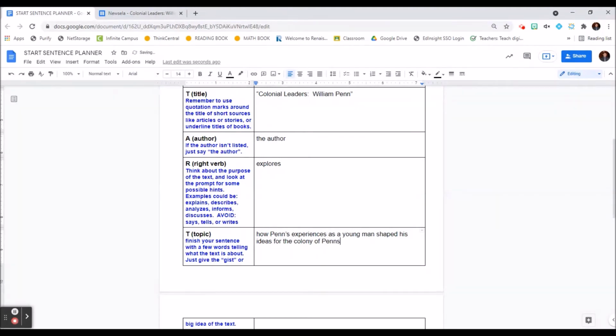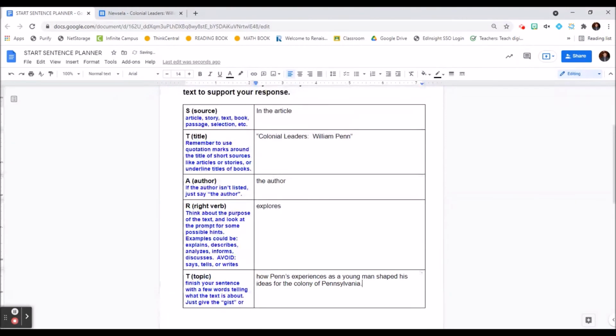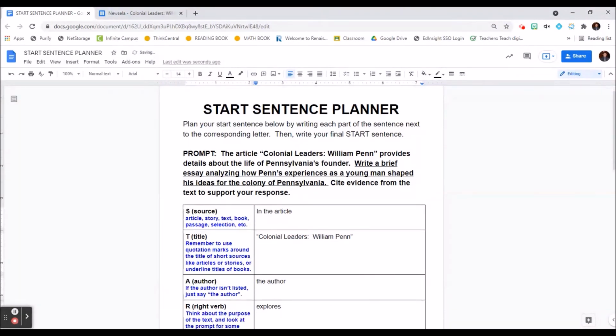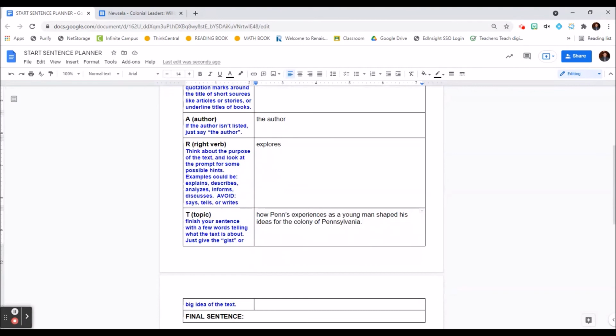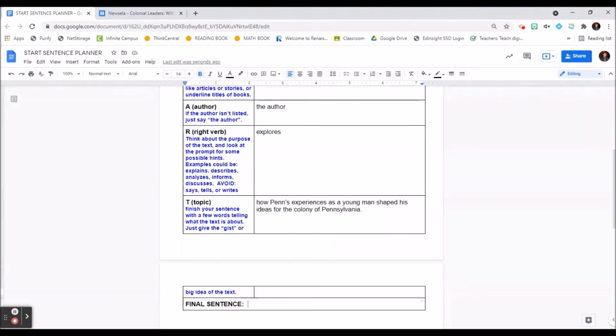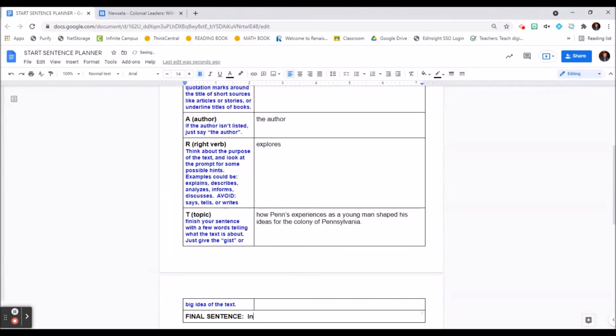So often, this topic sentence or this topic part of the sentence can be a simple restate of the task statement from that prompt. So now I've put all this together and I'm going to come up with my final sentence, and it's just going to go down through. In the article, Colonial Leaders, William Penn, the author explores how Penn's experiences as a young man shaped his ideas for the colony of Pennsylvania. And I'm just going to go through and write that.